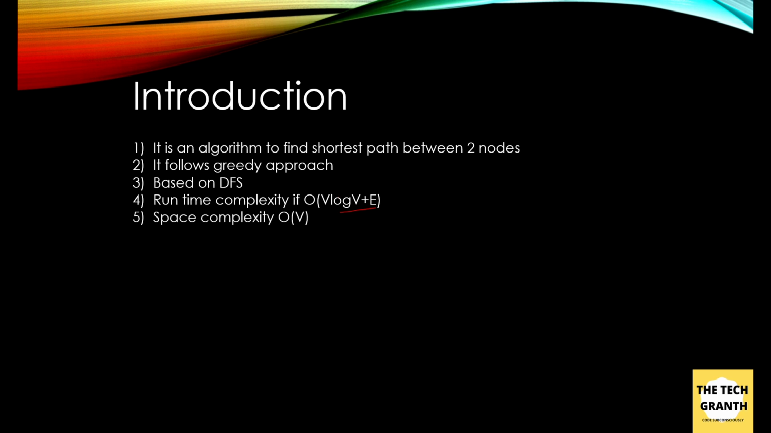Space complexity is order of V because we are going to store all the vertices in the priority queue. One edge case for Dijkstra's algorithm is that it does not work where you have negative edge weights, and we'll discuss this in detail when we discuss the Bellman-Ford algorithm. The Bellman-Ford algorithm is used for finding the shortest path where we have negative edge weights. So we'll discuss why Dijkstra's algorithm does not work with negative edge weights in the Bellman-Ford video. So that is all about the introduction.